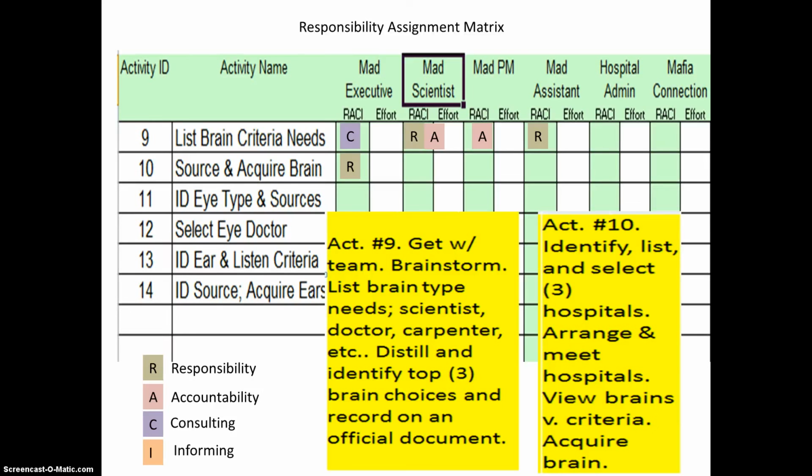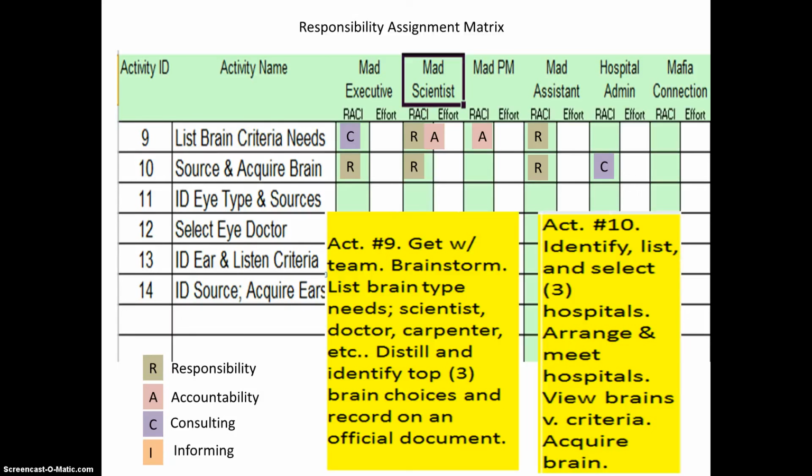And so we've listed this person as being involved with the work and helping to produce this work, and so we're calling them responsible. We also believe, as in the activity number 9 when we were identifying criteria for the brain, that the mad scientist also is a responsible party in putting together the work for the acquisition of the brain itself. Of course, we include the mad assistant because they in turn do help assist the mad scientist, and then therefore will contribute to the work in this acquisition. And we look at the hospital administrative piece as those who will be consulting.